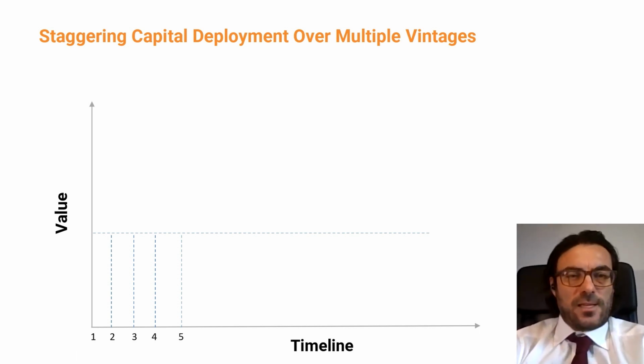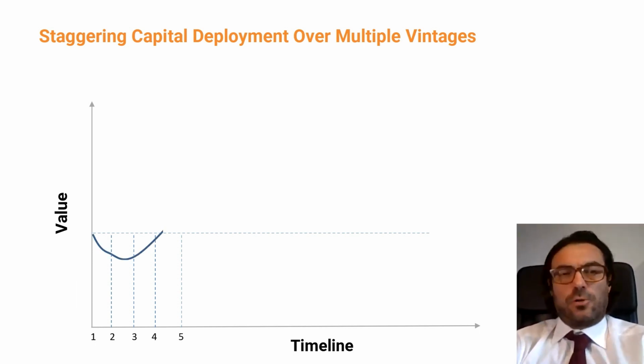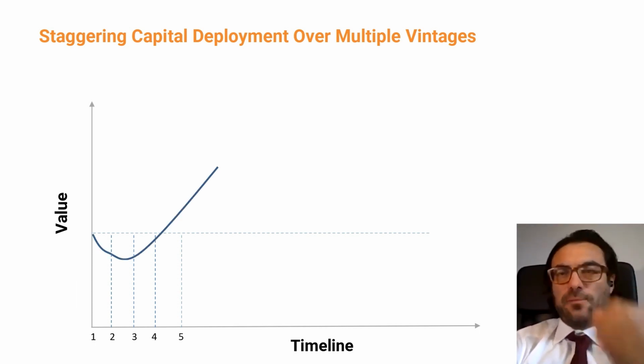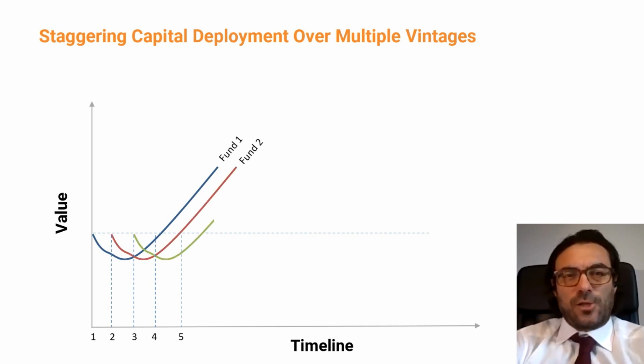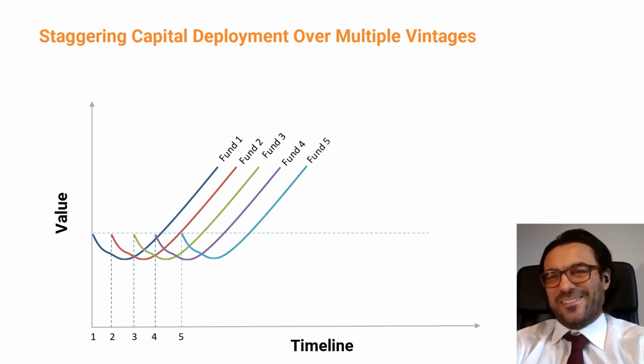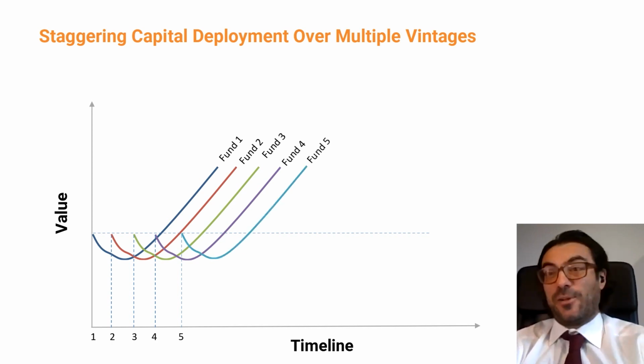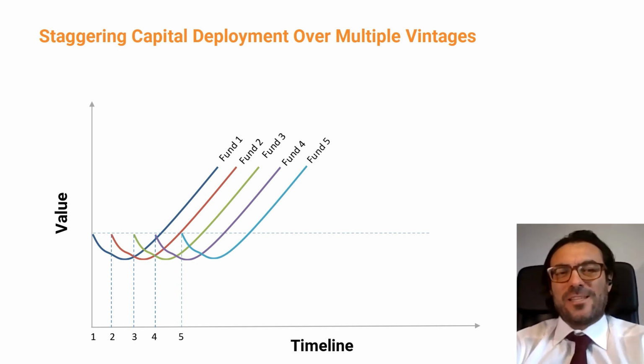So we start investing every year a portion of that capital. So we will have the first fund, the second fund, the third fund, the fourth fund, and the fifth fund. So this is how you invest in closed-ended funds. You don't put all your money at once into one fund, but you actually stagger it.